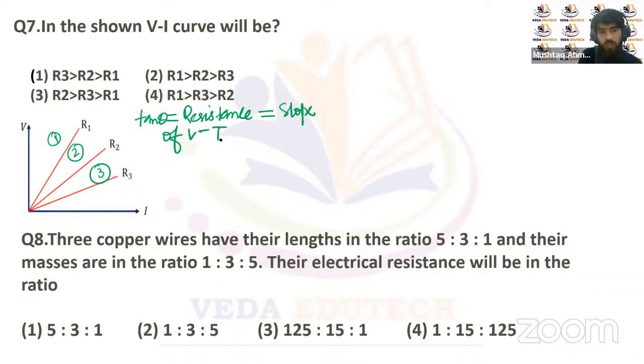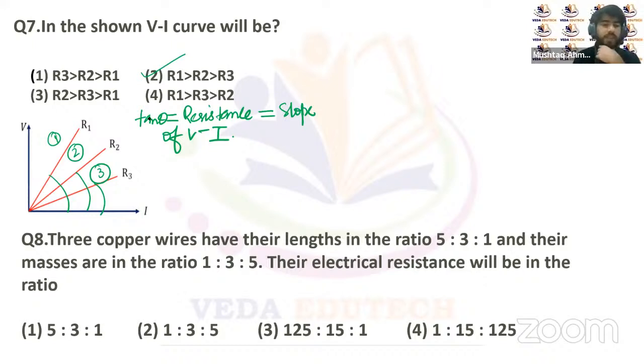Now you can see here the slope of the R1 curve is greater than the slope of the R2 curve, which is greater than the slope of the R3 curve. It means that R1 will be greater than R2, which will be greater than R3. So with the help of the slope of the potential and current graph, we can calculate the resistance. Now let's move on to question number 8.